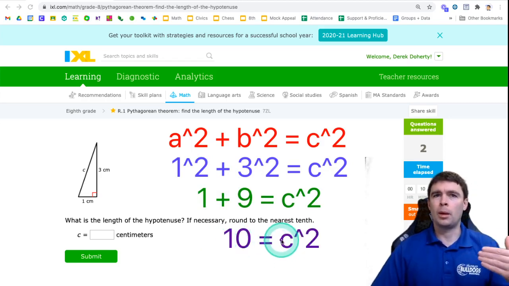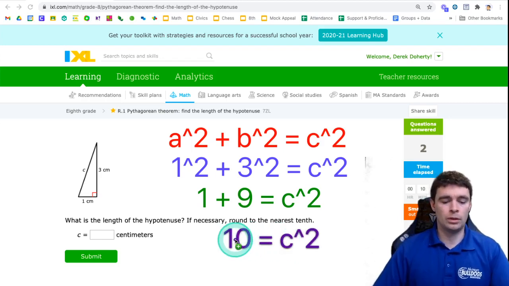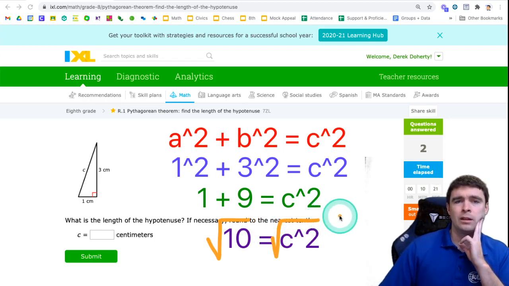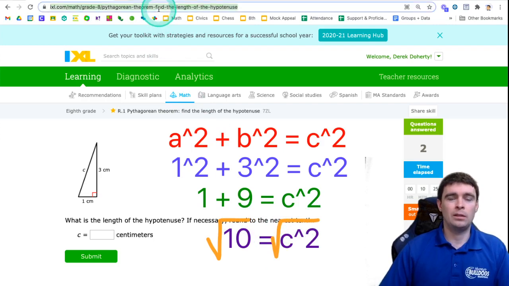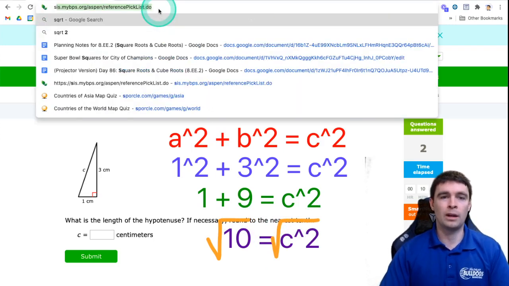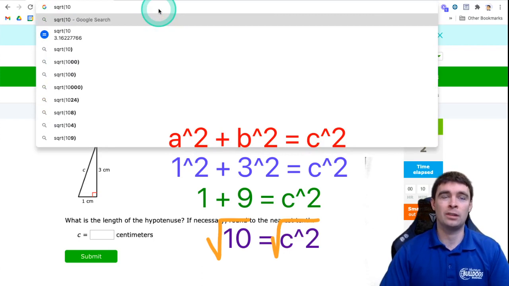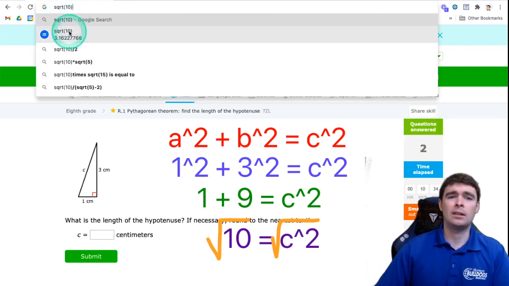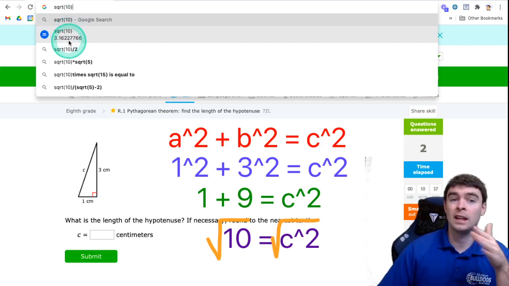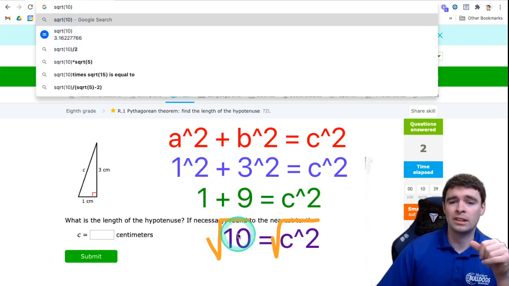And as we know from other problems, I don't know what number multiplied by itself makes 10. It's not some nice, pretty whole number, but I can take the square root to try to figure out exactly what number multiplied by itself, or squared, would give us 10. And I'm going to need to use my calculator for that. I'm going to show you a different way here. I'm going to use the Google toolbar, or where the URL, the website address goes, and I'm just going to type in SQRT parentheses 10. And this calculator is saying the square root of 10 is around 3.162.